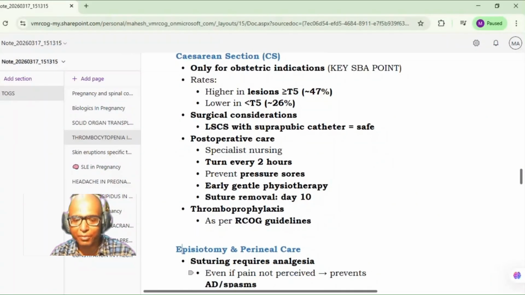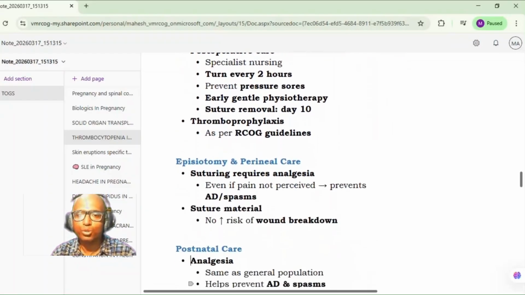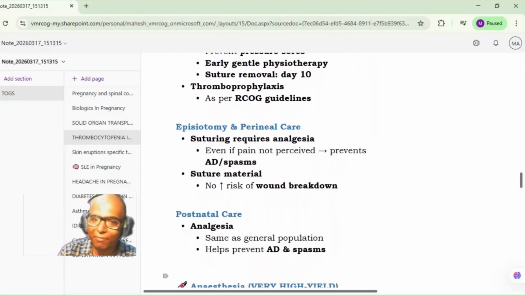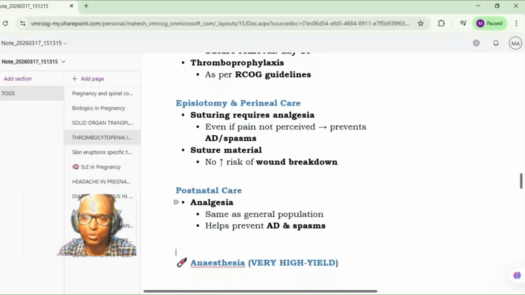Then coming to the episiotomy and perineal care, suturing, even if these patients do not have pain, still you require analgesia for these patients, because if pain is not perceived, there are still chances of autonomic dysreflexia and spasm. So still you need analgesia to prevent the AD and the spasm. There is no specific indication for a particular suture material. The routine can be used.